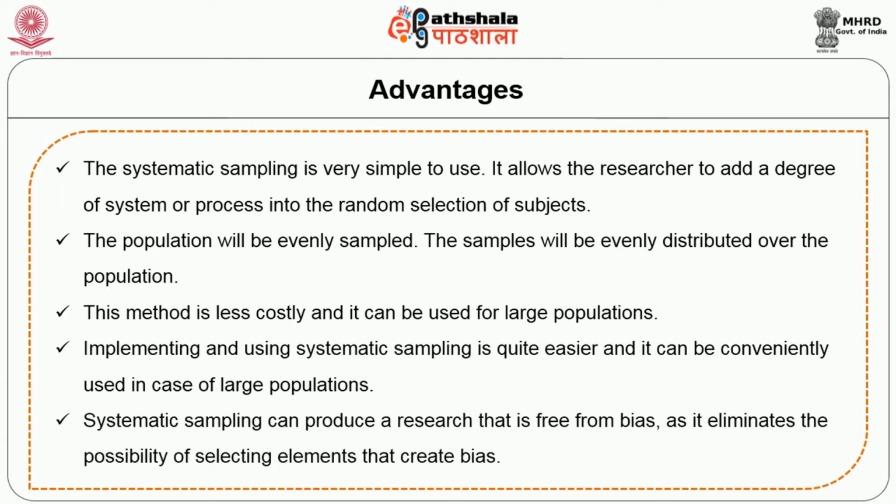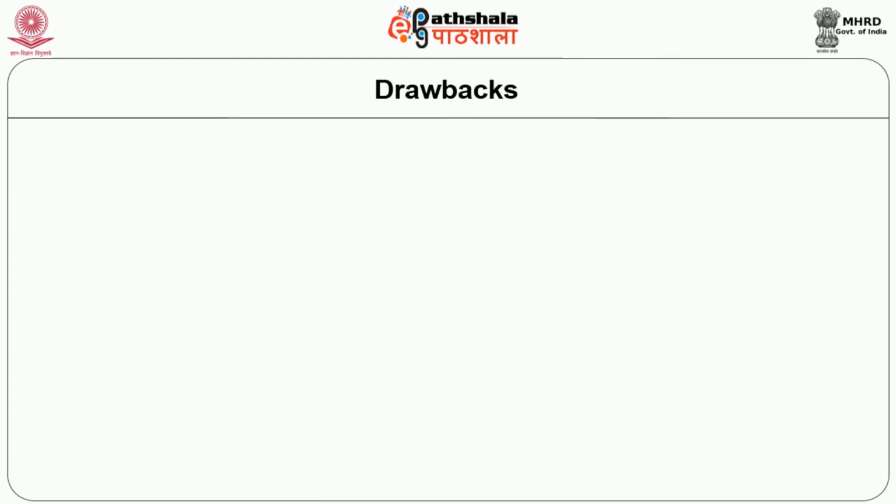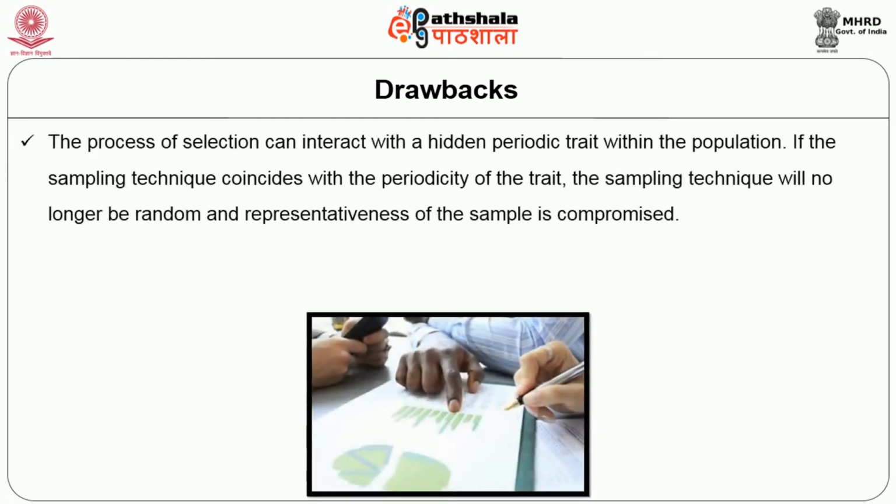Systematic sampling can produce research that is free from bias, as it eliminates the possibility of selecting elements that create bias. Indeed, there are a few drawbacks with this method of sampling too. The process of selection can interact with a hidden periodic trait within the population. If the sampling technique coincides with the periodicity of the trait, the sampling technique will no longer be random and representativeness of the sample is compromised.